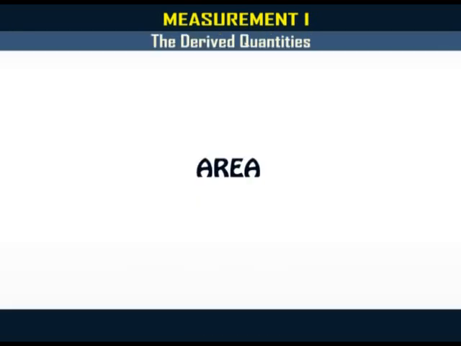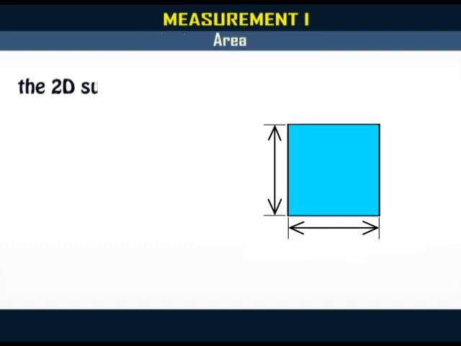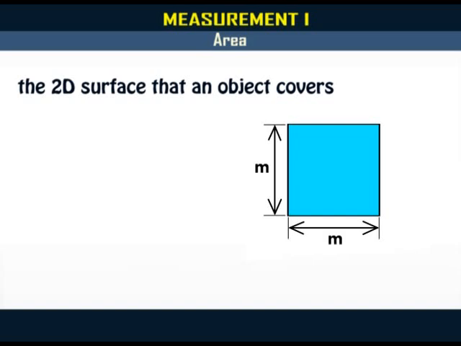Next, area. Now, area of an object is the two-dimensional surface that the object covers. While the side lengths can be measured in any unit of distance like meters, area is expressed in square units, for example, square meters, which is meter squared.